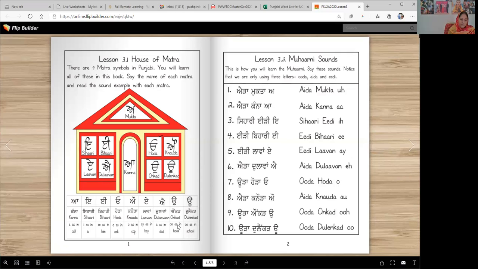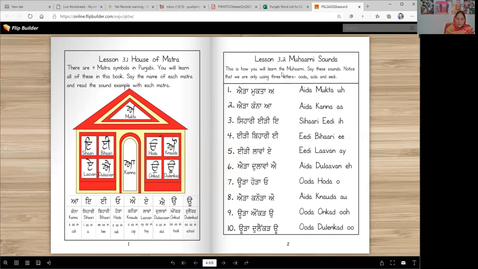Uda onkar, what sound does this make? It's a short ook sound, as in hook, book, cook. Uda dulankar, as in oo. Oo as in school, fool, tool, right? Okay, so this is one thing you need to memorize today. After we finish this lesson, please memorize it.